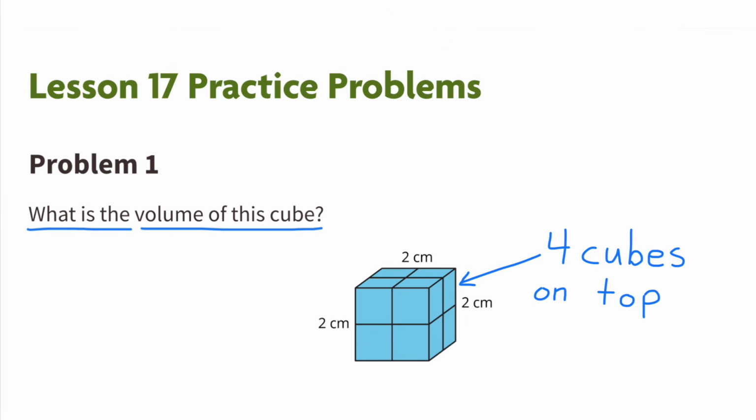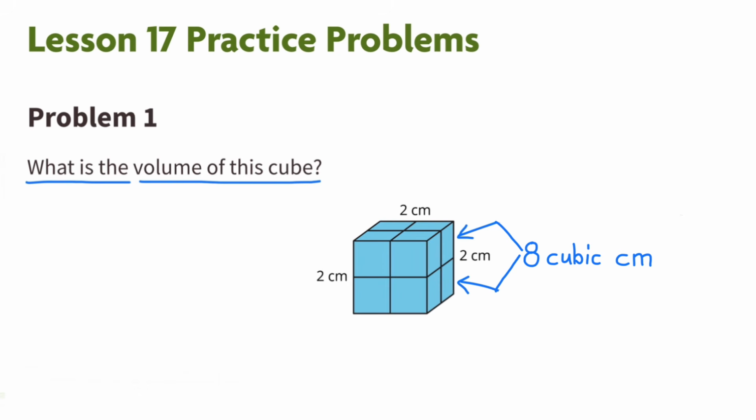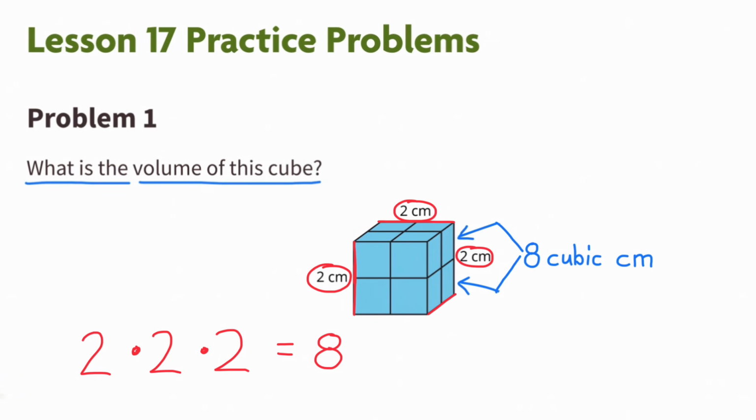There's 4 cubes on top and 4 cubes on the bottom, for a total of 8 cubes. The volume is 8 cubic centimeters. A cube is three-dimensional. This cube is 2 centimeters tall, 2 centimeters wide, and 2 centimeters long. 2 times 2 times 2 equals 8. The volume of this cube is 8 centimeters to the power of 3, or 8 centimeters cubed.